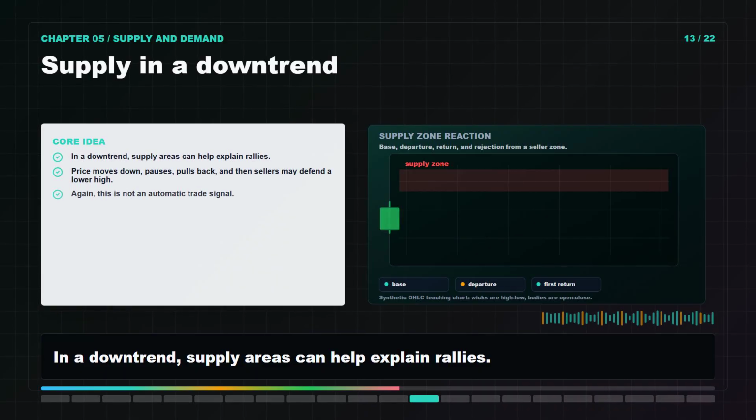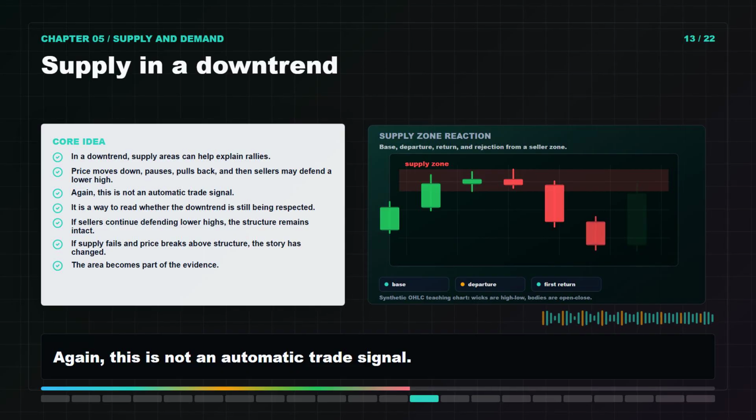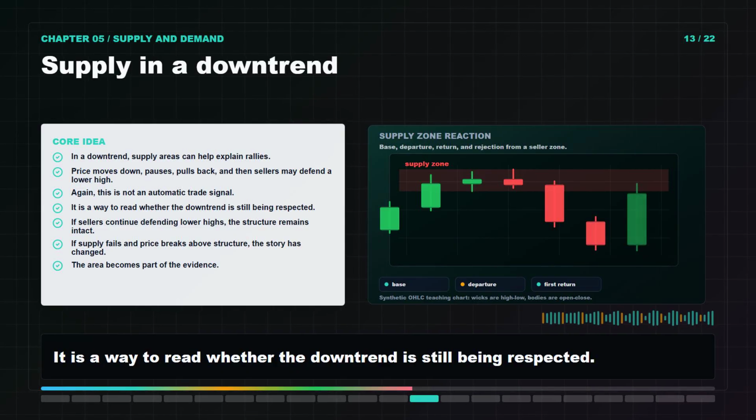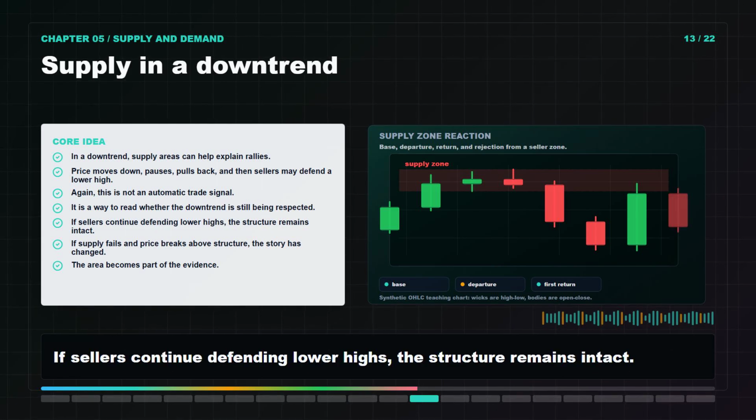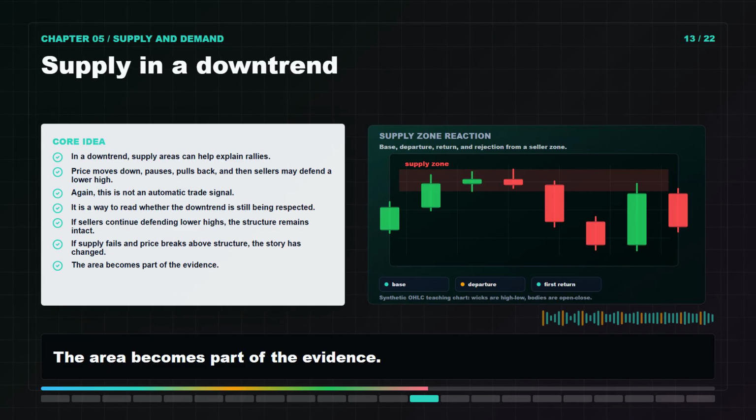In a downtrend, supply areas can help explain rallies. Price moves down, pauses, pulls back, and then sellers may defend a lower high. Again, this is not an automatic trade signal. It is a way to read whether the downtrend is still being respected. If sellers continue defending lower highs, the structure remains intact. If supply fails and price breaks above structure, the story has changed. The area becomes part of the evidence.